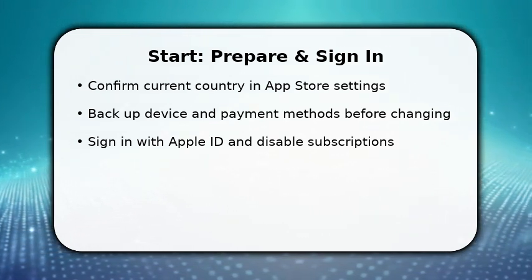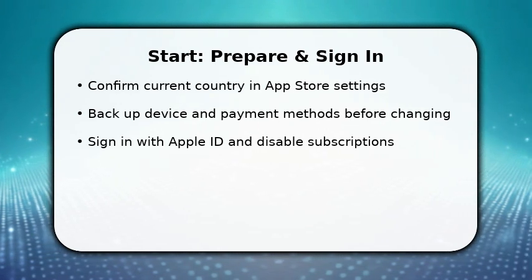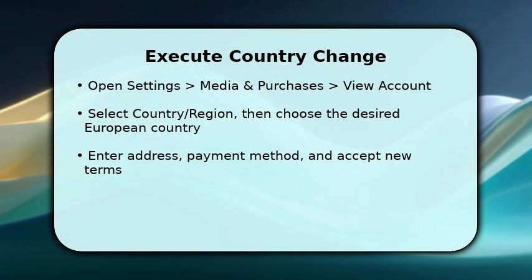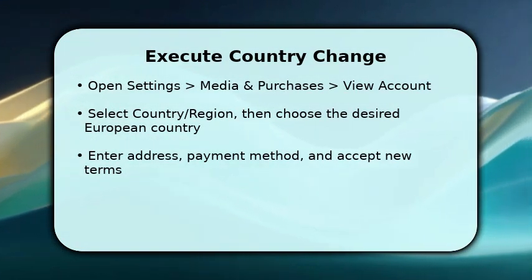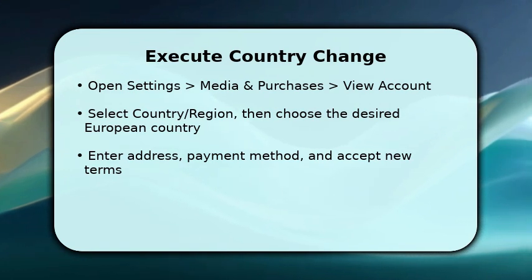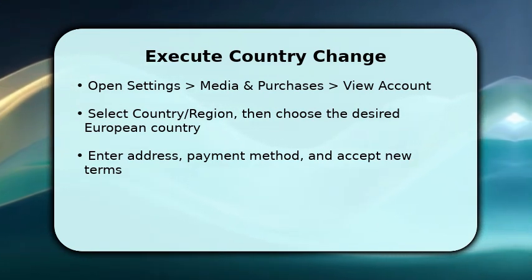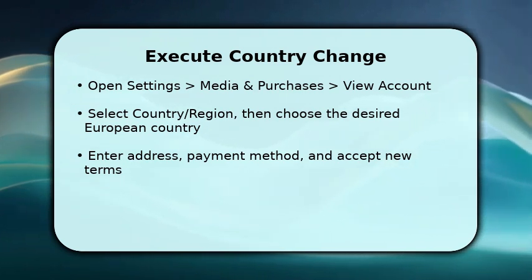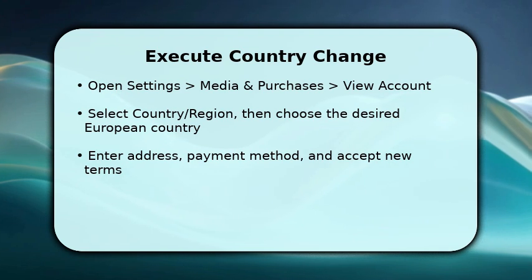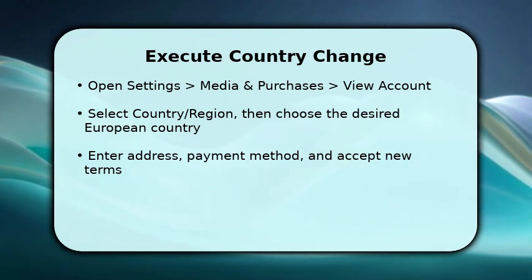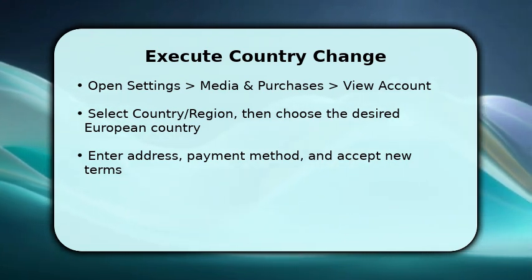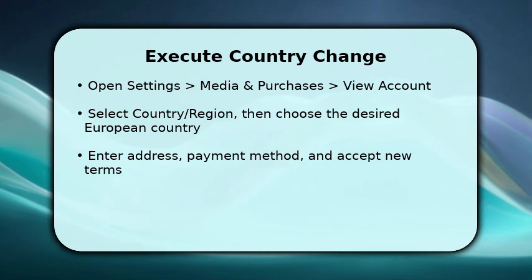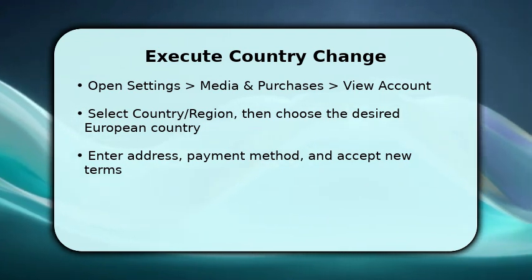Now proceed to Settings Media and Purchases and tap View Account, then choose Country/Region and pick the European country you want. You must enter a valid local address and an acceptable payment method for that country or choose None if supported. This is why you prepared earlier. Once you enter details, review and accept the updated terms and conditions. These change taxes and availability. Wait while the account updates.